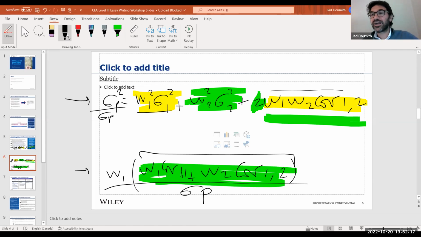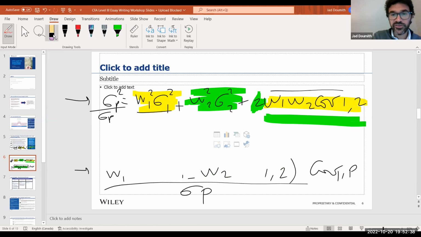Since this is a two-asset portfolio, this bracket here has the covariance of one with every single other asset, including itself, in the portfolio. So covariance of one with one and covariance of one with two. That's covariance of one with the total portfolio. So all of this can be replaced by covariance of one with the total portfolio. That's a nice result that we have here.